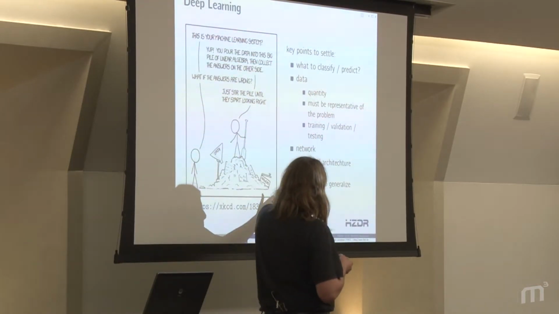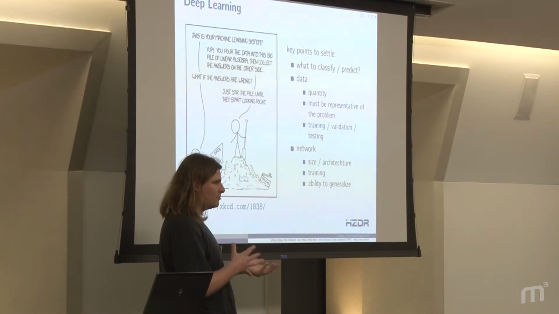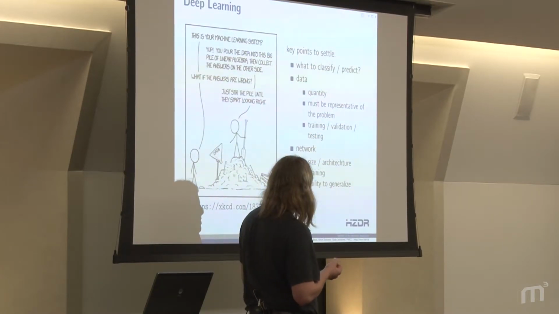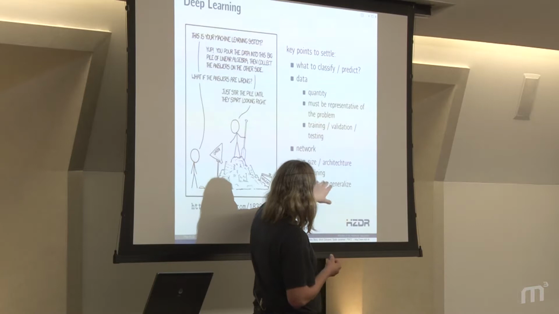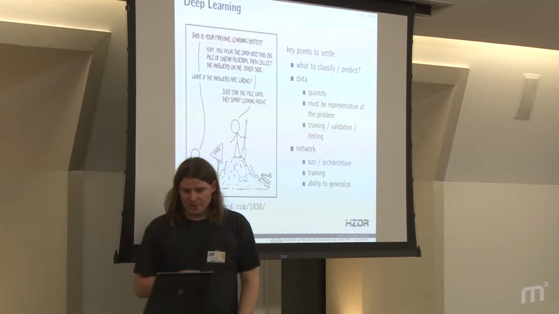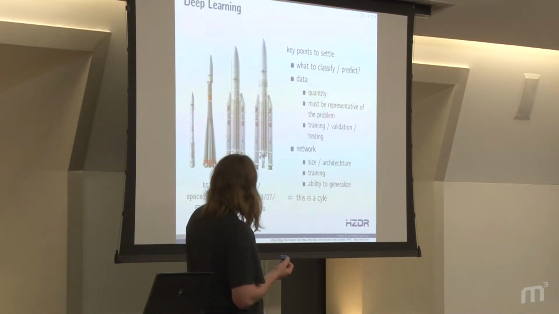Then you have your network, in case you do deep learning. In this case, we are doing deep learning because we're working with images. Deep learning has been proven to work well with images. So there's the size of your network, how do you train it, and then it needs to be able to generalize. You don't want to have overfitting. And basically, you do all of this in a cycle.